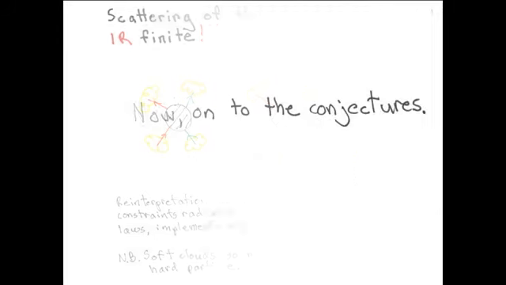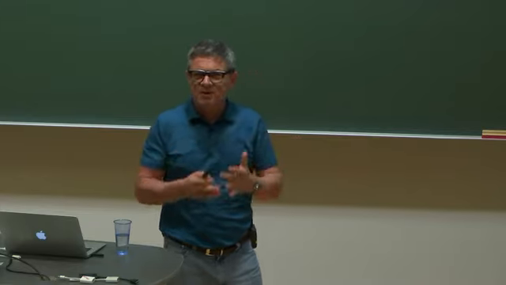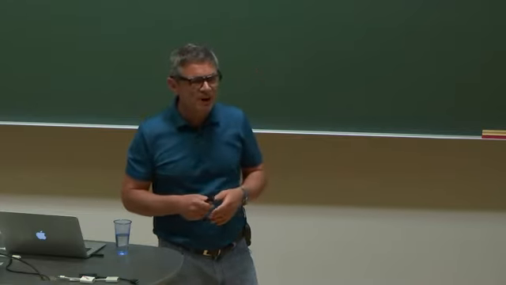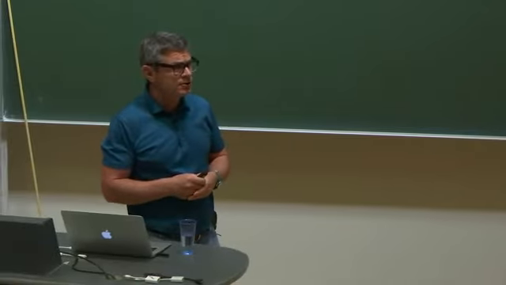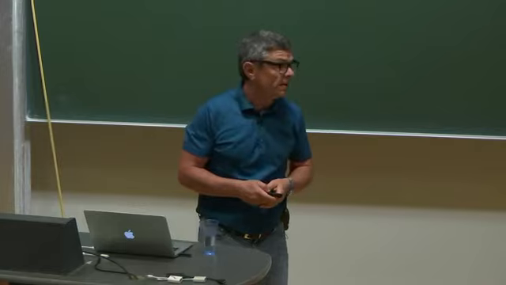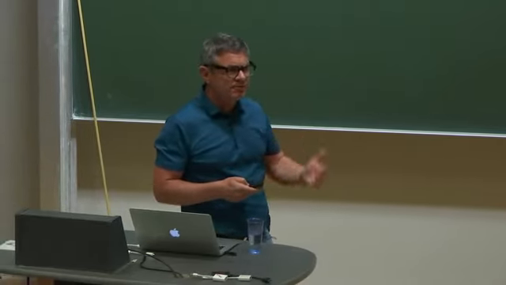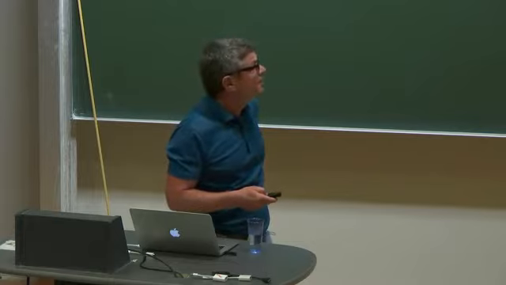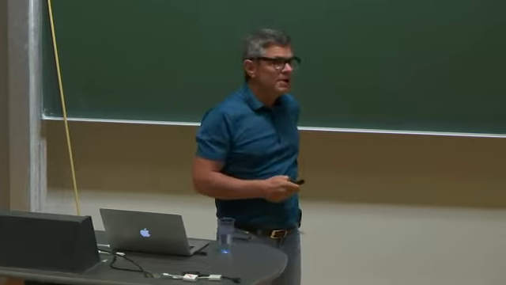Okay, so what I've done is just recover, from a modern viewpoint, a way of thinking about infrared divergences and about how you actually can have an S matrix in quantum electrodynamics, despite the appearance of infrared divergences at intermediate stages in the calculation. Now let me go on to the conjectures.